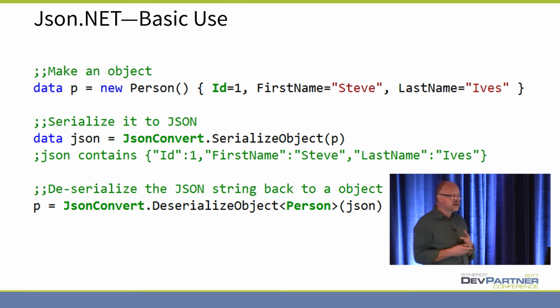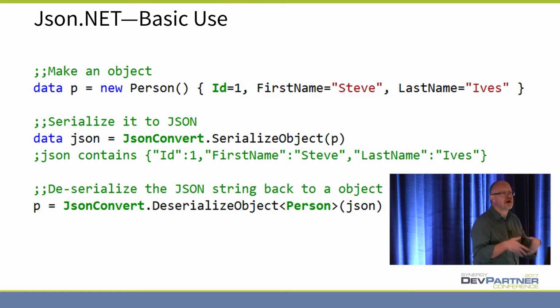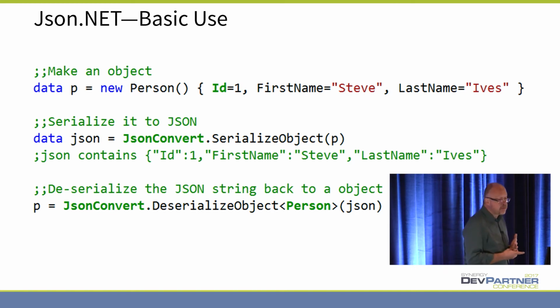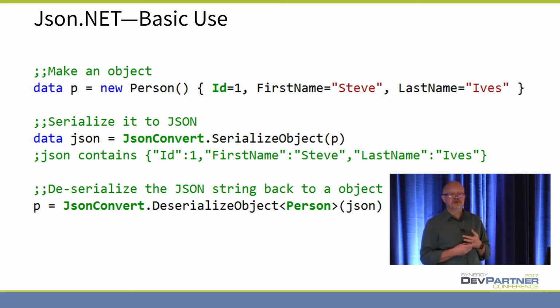So you can see here we've got this variable called P that is a new person object, and we've initialized its properties to one Steve Ives. The middle line of code there basically serializes that object into a JSON string. So the variable JSON there, JsonConvert.SerializeObject is a static method provided by Newtonsoft.json. It takes an object and returns a JSON string based version of it.